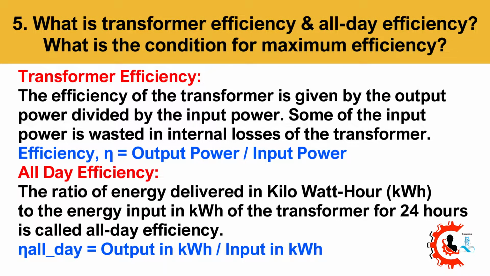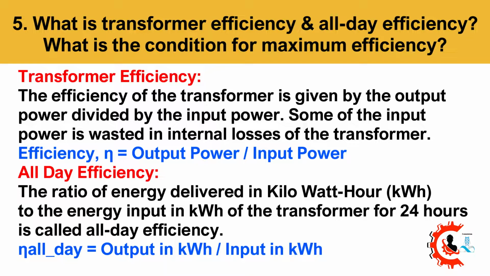5. What is transformer efficiency and all-day efficiency? What is the condition for maximum efficiency? Transformer efficiency. The efficiency of the transformer is given by the output power divided by the input power. Some of the input power is wasted in internal losses of the transformer. Efficiency equals output power divided by input power.